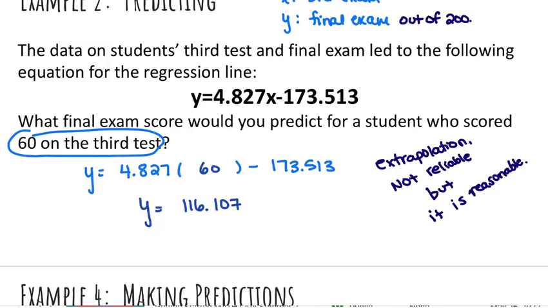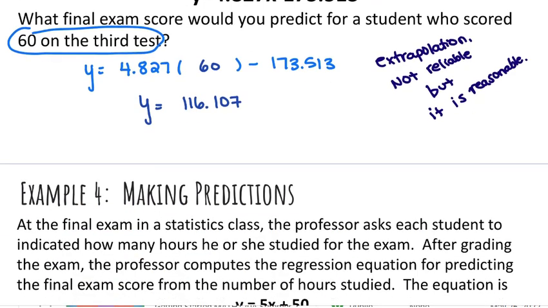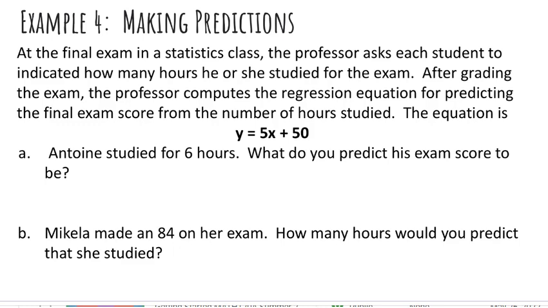All right. So let's move on. A couple more examples. Let's do this one. At the final exam in a statistics class, the professor asks each student to indicate how many hours he or she studied for the exam. After grading the exam, the professor computes the regression equation for predicting the final exam score from the number of hours studied. And the equation is y equals 5x plus 50. Antoine studied for 6 hours. What do you predict his exam score to be? And Michaela made an 84 on her exam. How many hours would you predict that she studied?